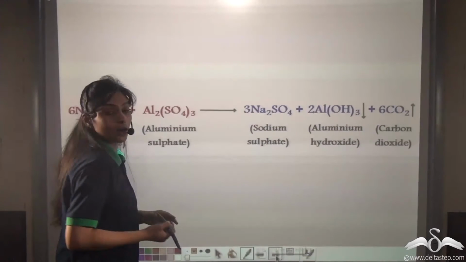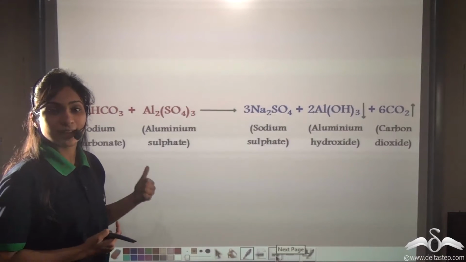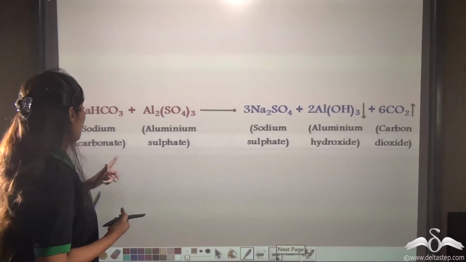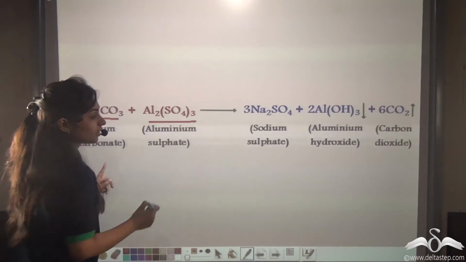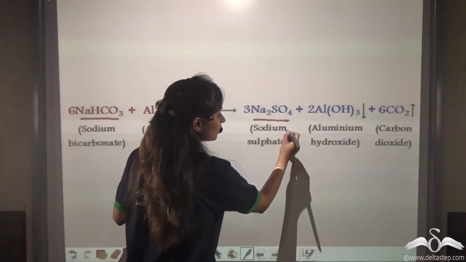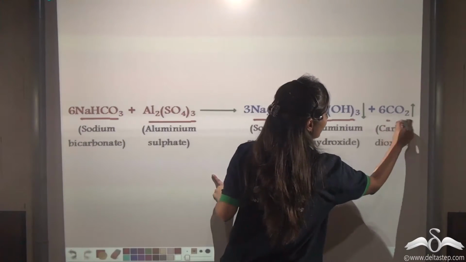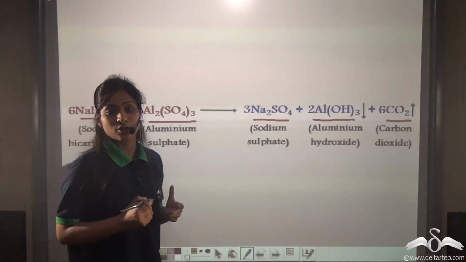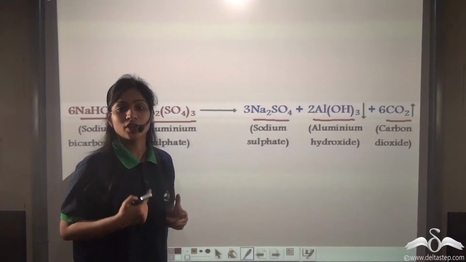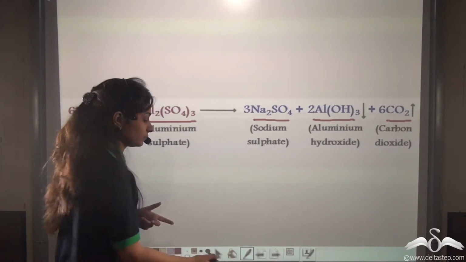Now what reaction takes place inside the foam type fire extinguisher? Well, sodium bicarbonate, when it reacts with aluminium sulfate, gives out sodium sulfate, aluminium hydroxide, and carbon dioxide. So you now know that foam type fire extinguisher helps in extinguishing oil fed fires.